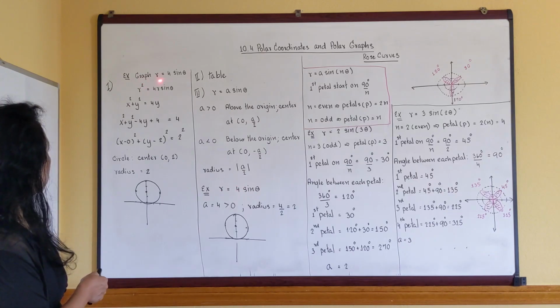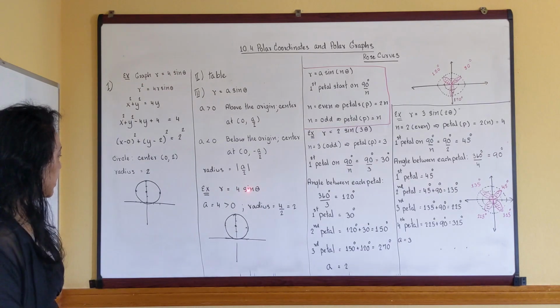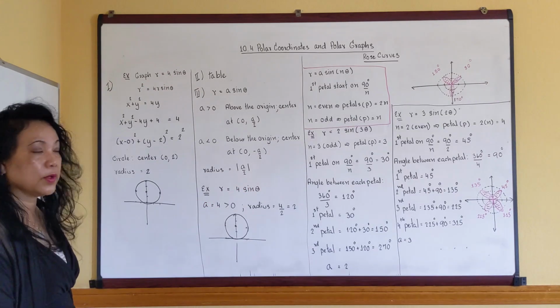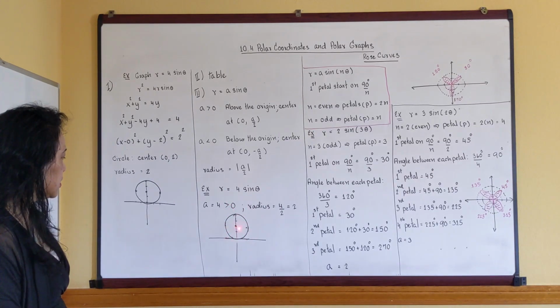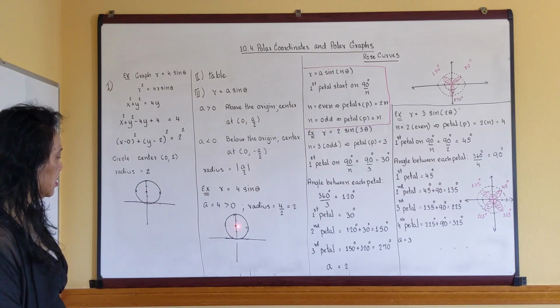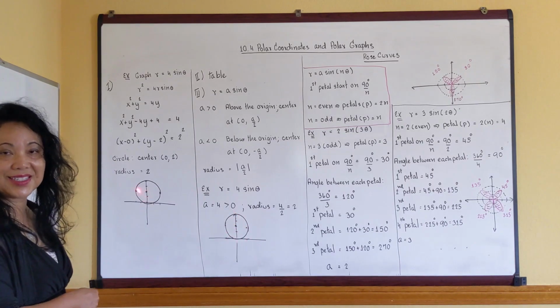For example, I use the same equation here. A is 4. 4 is positive. I know I'm going to have a circle above the origin, the center is on the y-axis, and the radius will be 2. So that's my center, radius is 2, which is the same graph.